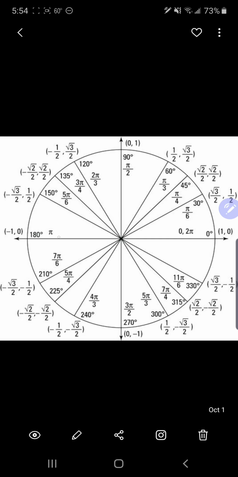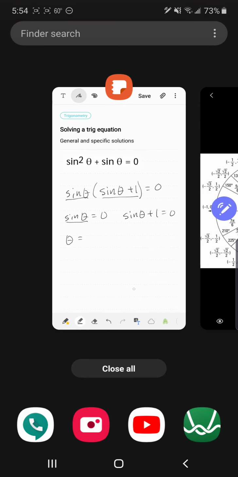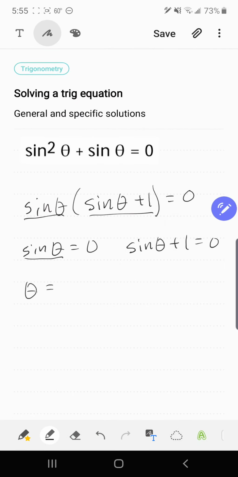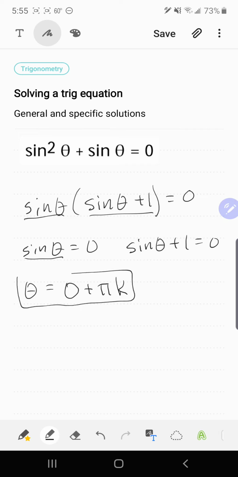So it appears that the angle is going to start at 0, and we're going to hit a y value of 0 at all of the integer multiples of pi. So from 0 at 1 pi, then again at 2 pi, then again at 3 pi, 4 pi, 5 pi, 6 pi, and we can keep going and going. So for this first angle, we're going to say theta is 0 plus pi k, where k is an integer. And so that'll get all of the angles that produce sine theta equal to 0. That is a general solution.